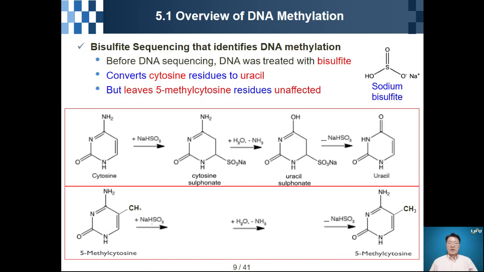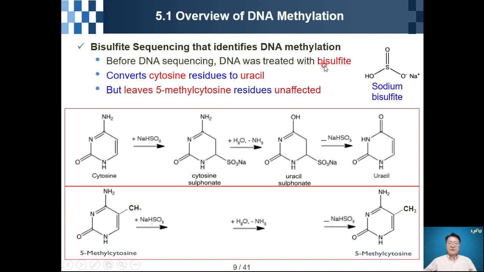In this slide, I will explain the bisulfite sequencing that identifies DNA methylation. Before DNA sequencing, DNA is treated with bisulfite. The full name is sodium bisulfite. This bisulfite treatment converts cytosine to uracil, but leaves 5-methylcytosine residues unaffected. This is an important thing.